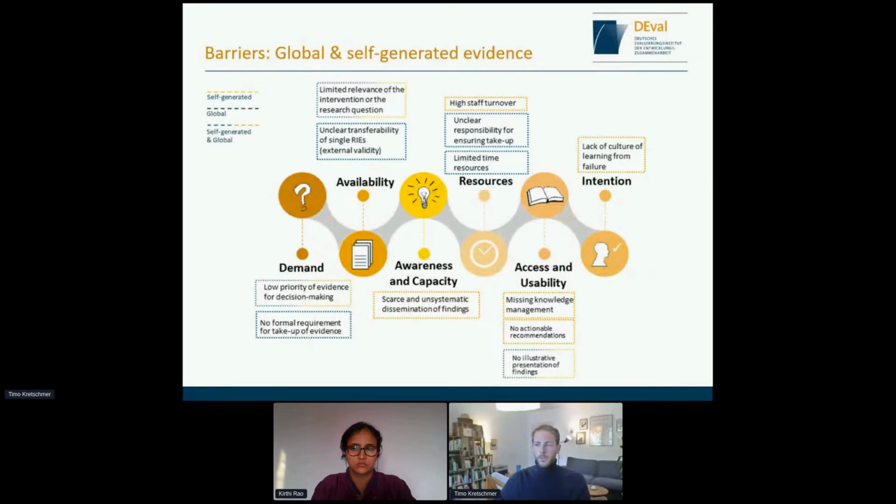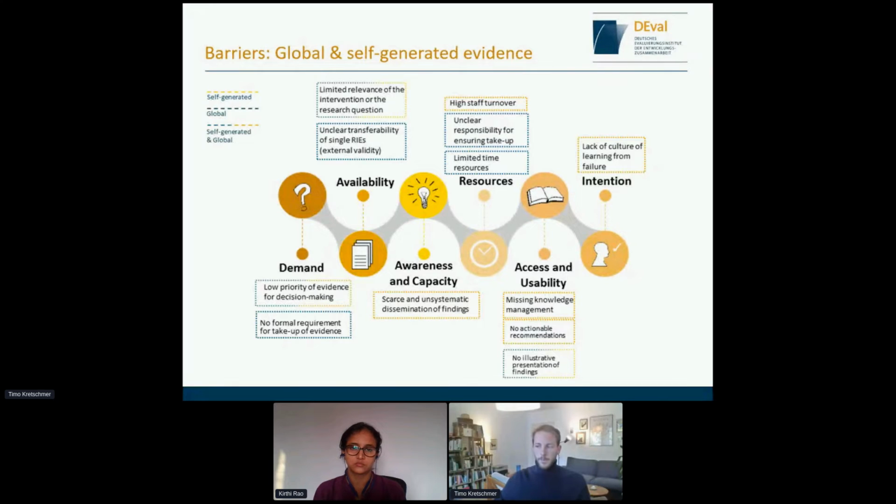I'm just going to walk you through those, starting from the top left button. So there's a low priority of evidence for decision making, and also no formal requirement for take-up of evidence. Then under availability, we have that often the relevance of research questions is limited, so that practitioners can't really use them. And sometimes there's unclear transferability of single studies, so more of an external validity problem.